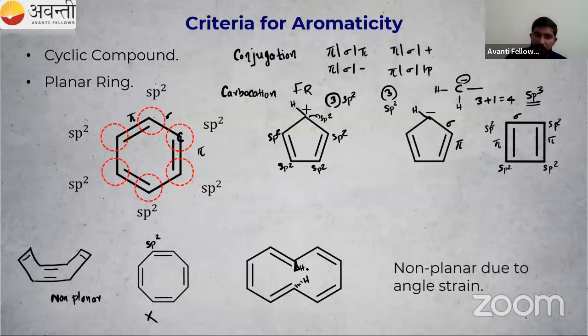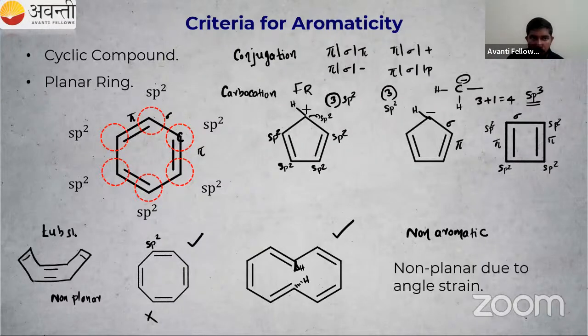So I can say this one and this one are not satisfying the condition of aromaticity. They are not aromatic; they are non-aromatic in nature. They are non-planar due to angle strain. This shape is known as tub shape. Tub shape is a shape that is not planar.